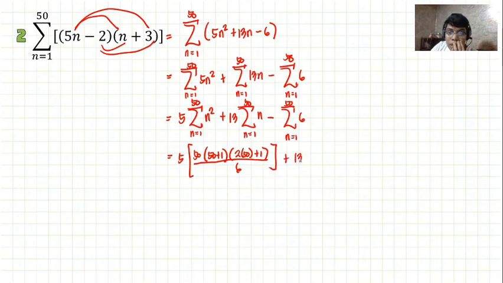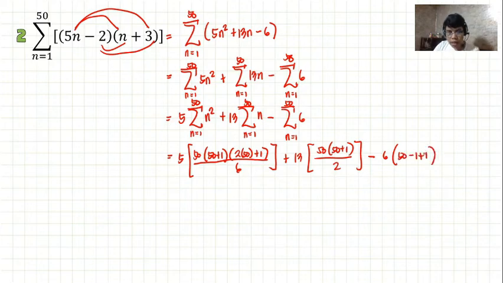Plus 13 times the quantity 50 times 50 plus 1, all over 2, right? Then minus 6, summation of a constant, times 50 minus 1 plus 1. Okay? Now, using your calculator, perform all the operations involved. The final answer will be, okay, I will just use my calculator here. And the answer is 230,900. And that is the final answer for this problem.